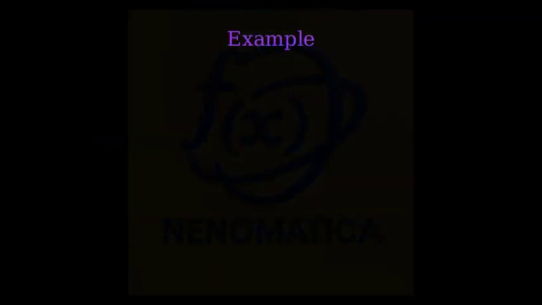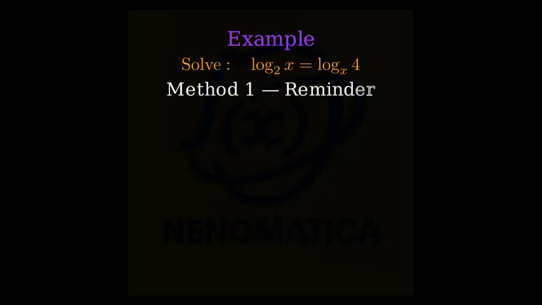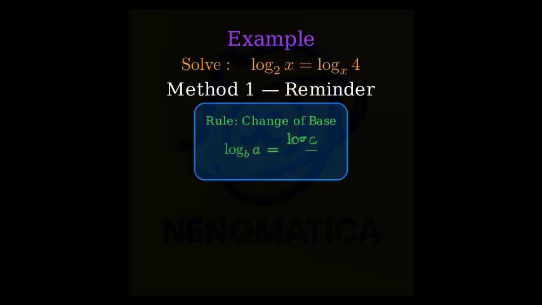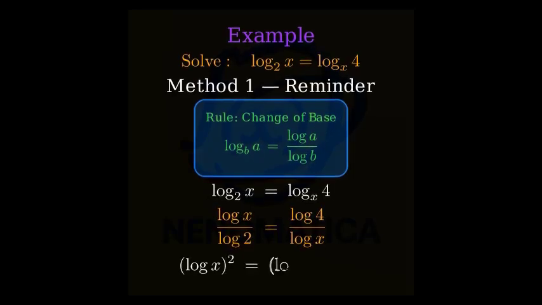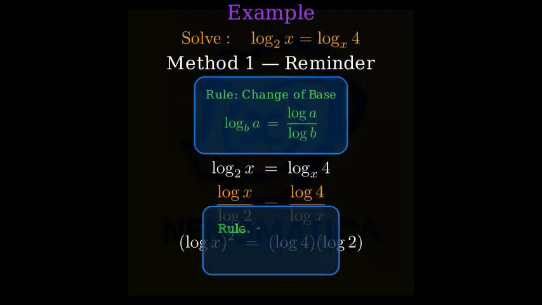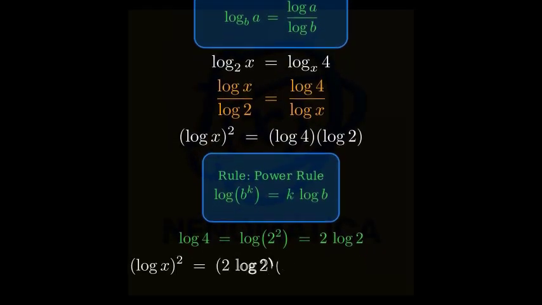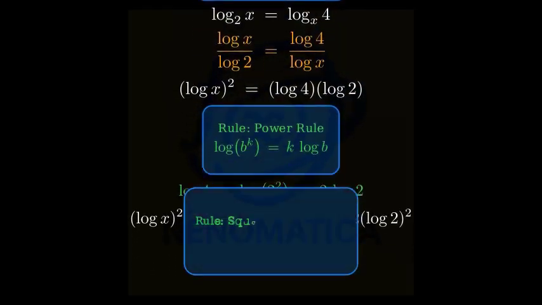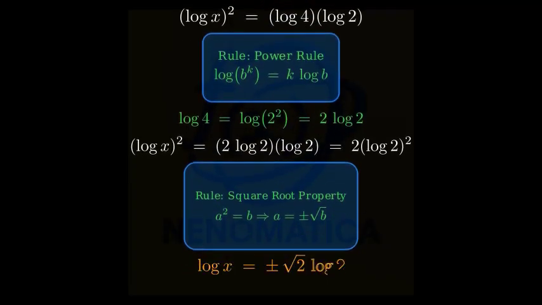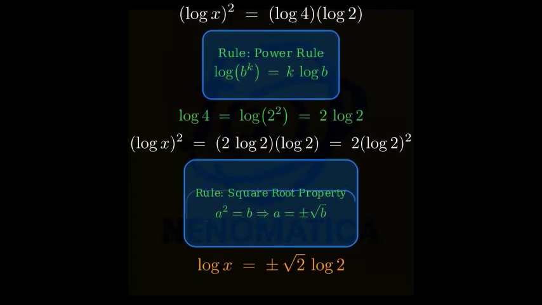First, the problem statement. Then, method 1, a reminder using the change of base formula. After that, we will confirm the result with a second method based on substitution. The key tool is the change of base formula. Apply it to both sides. Now cross-multiply. Replace log 4 with 2 times log 2 by the power rule. Multiply to get 2 times log 2 squared. Take square roots of both sides to split into 2 cases. Convert each case back to exponential form to obtain the 2 values of x.